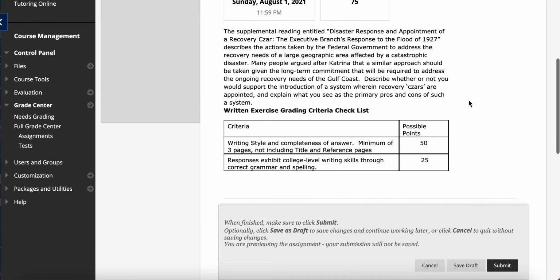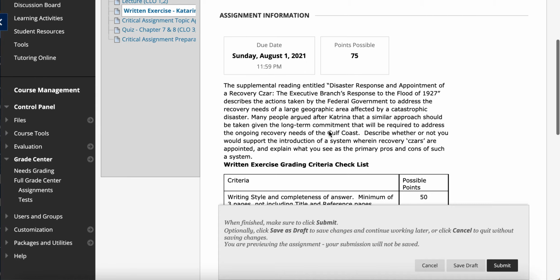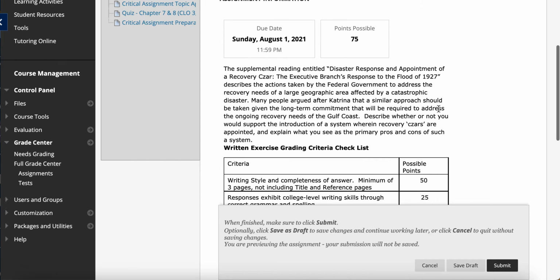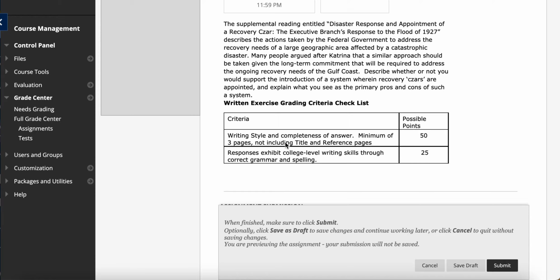So once again, we have our normal due date, Sunday, 11:59. It is 75 points, and here is how that 75 is broken down: written style and completeness of answer, with a minimum of 3 pages of content.